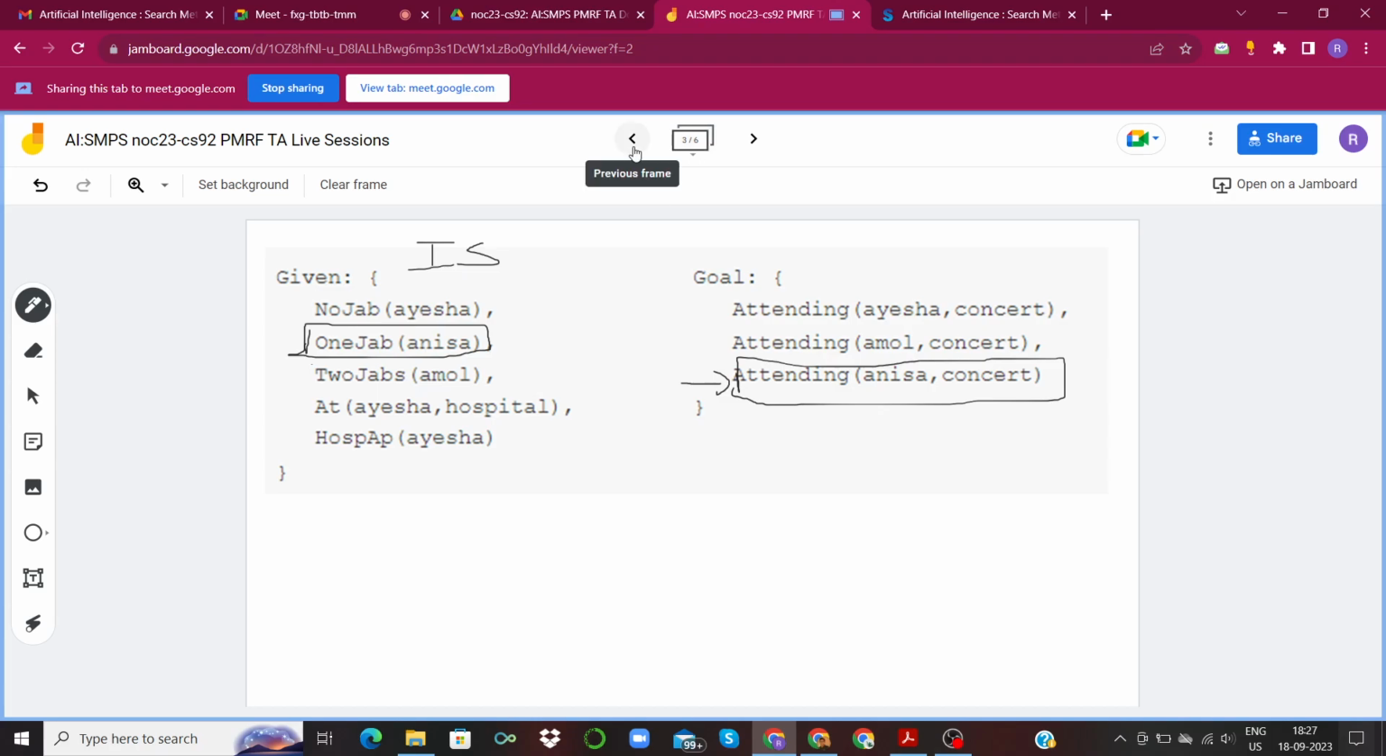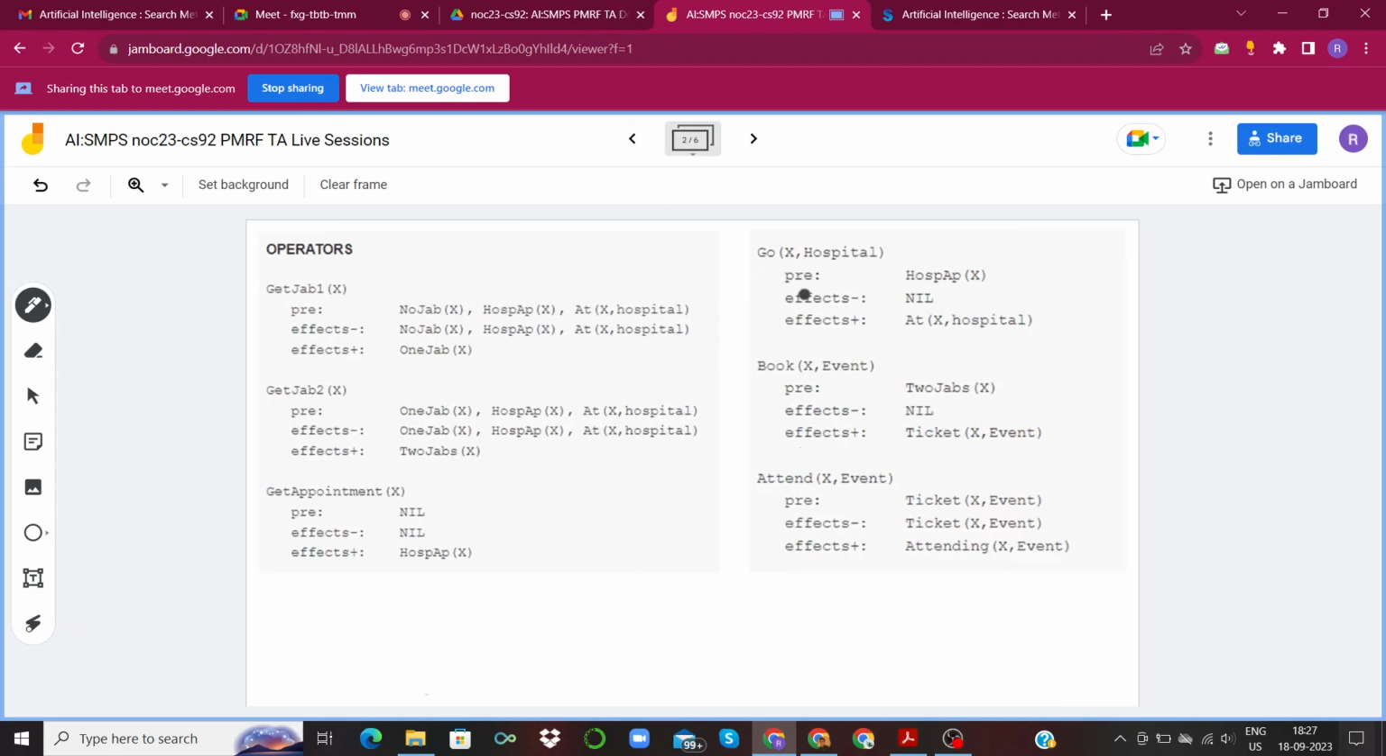Okay, so how do we do that? In order to do that, first we will have to get an appointment, right? Because without getting an appointment, you can't go to the hospital. So the first step in the plan for Anisa would be to get an appointment to the hospital. Okay, so get appointment, Anisa.